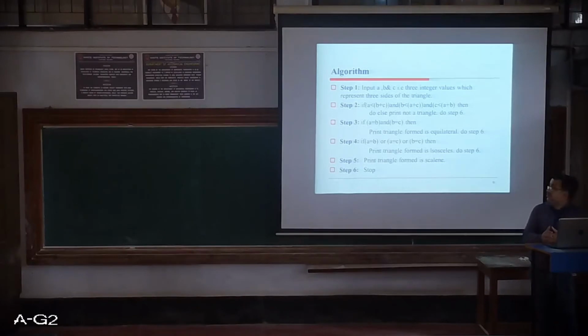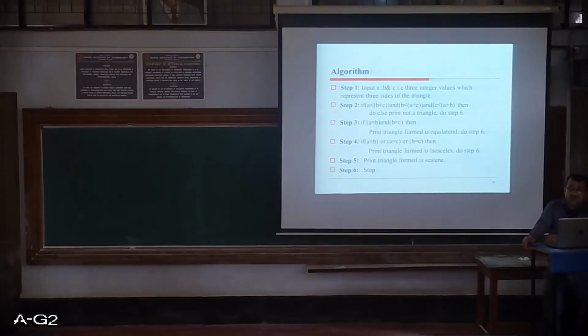Step 1 is that you need to take all the three positive integers as the inputs. Then in step 2, you identify whether the triangle can be formed, that is by checking the condition if A is less than B plus C. All these three conditions have to be true, because there is an AND in between. Then we can go to step number 3. Otherwise, you go to step number 6, which is nothing but stop.